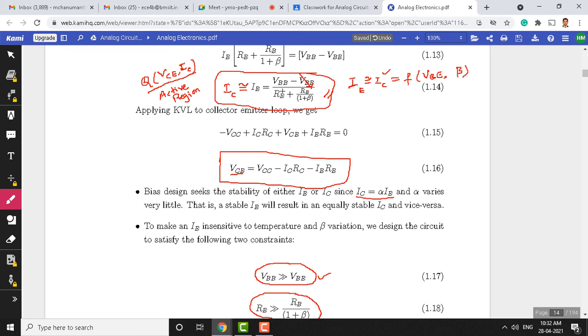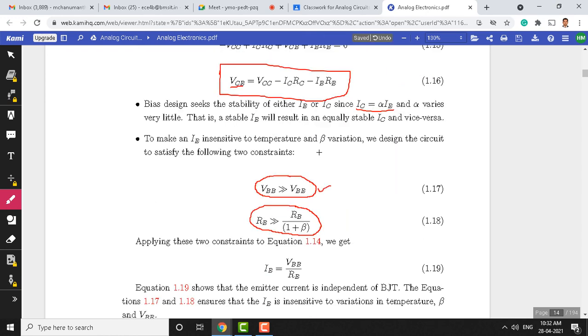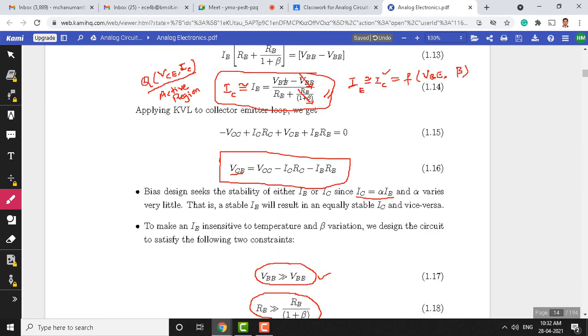Now look at what happened to our IE equation if I make these two assumptions. The final expression for IE has become, look at this, only VBB in the numerator. Since VBB is larger than VBE, we ignored VBE, which has become very small. With the second assumption, since RE is very much greater than RB divided by 1 plus beta, the second term becomes very small, and I neglected it. So IE now becomes equal to VBB by RE.